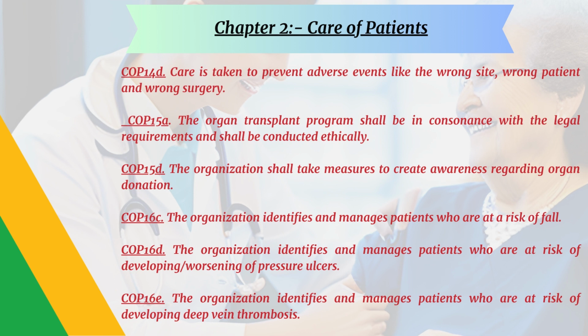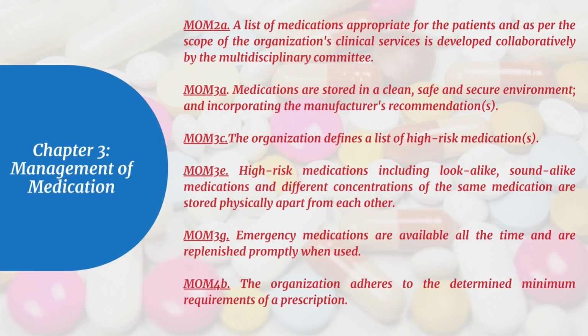COP 16E. Second chapter, 16th standard, E objective element, the organization identifies and manages patients who are at risk of developing deep vein thrombosis. So these were the core objective elements of the second chapter. Now let's move on to the next slide to talk about the core objective elements of the third chapter.